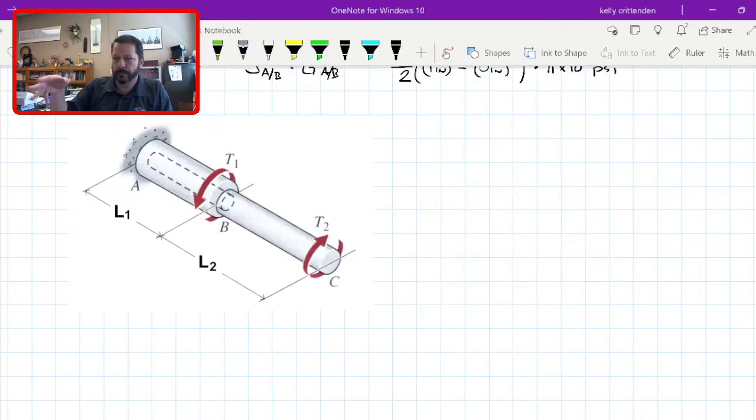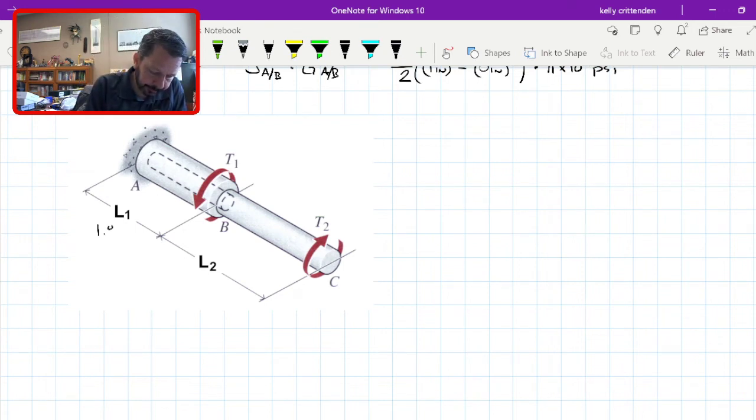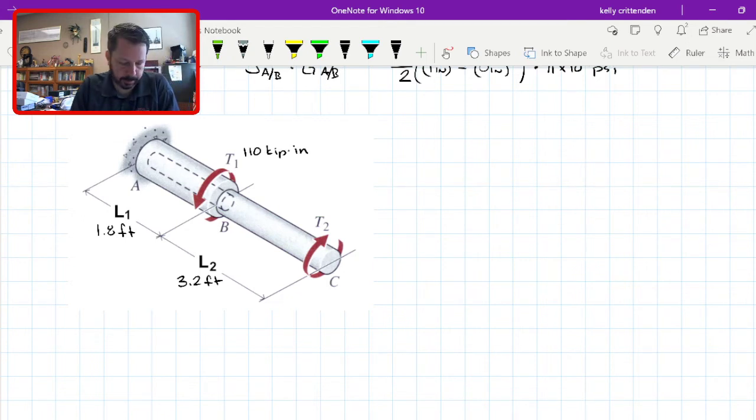We'll have to put our numbers back in here. Let's see. L1, 1.8 feet. L2, 3.2 feet. T1, 110 kip inches. Remember, a kip is 1,000 pounds. T2, 45 kip inches.